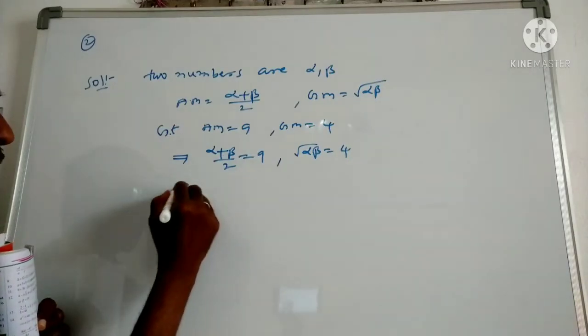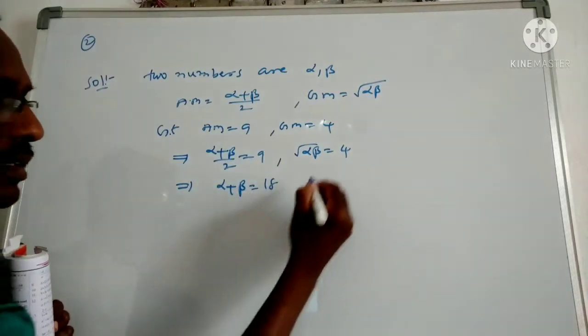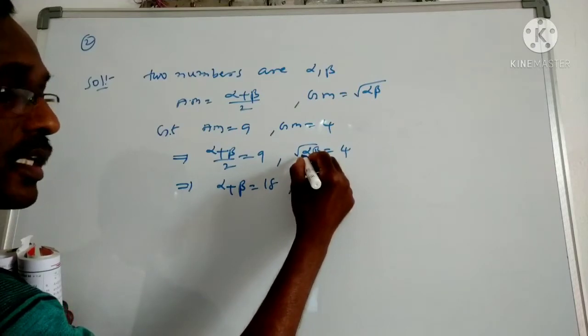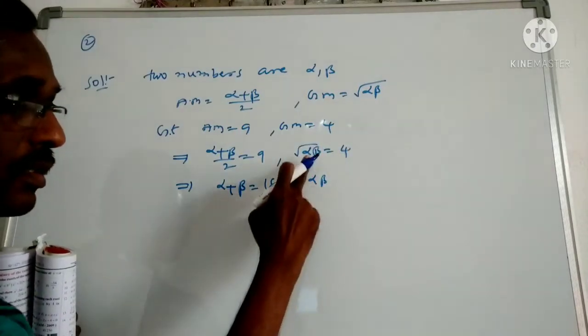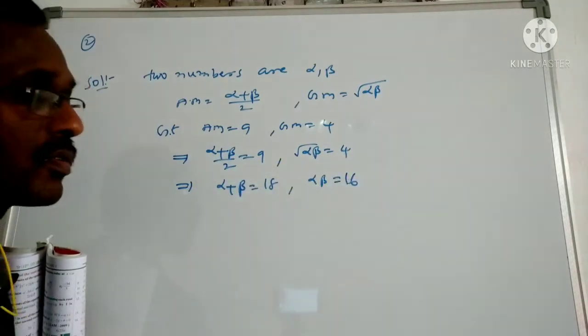Now from this, what is the sum of the values? Sum becomes 2 nines are 18, and the product of the values we require here. Since square root is there, I am going to square on both sides. It becomes alpha beta equals, if I square 4, the value 16.